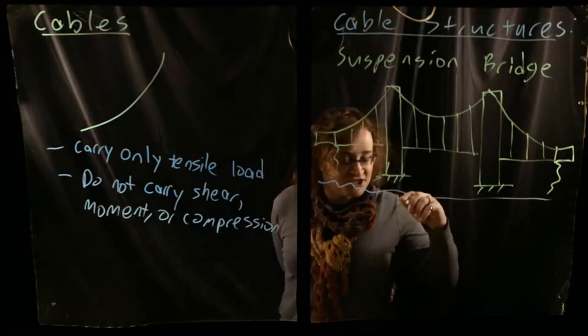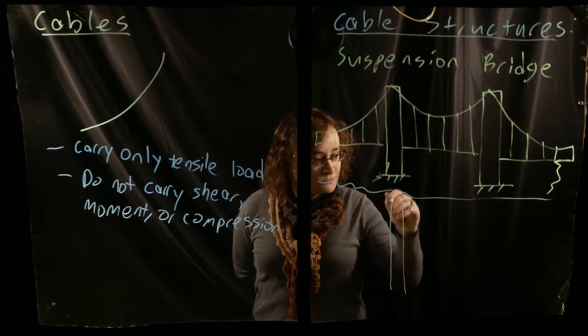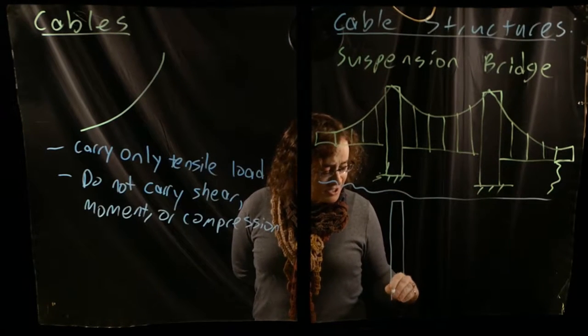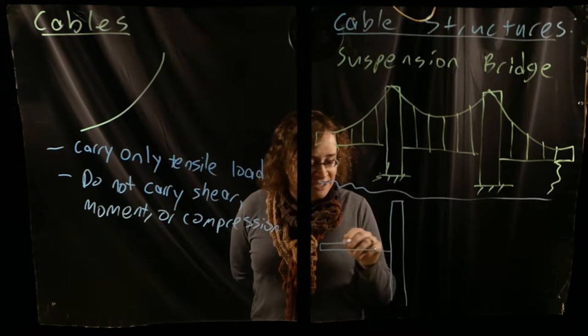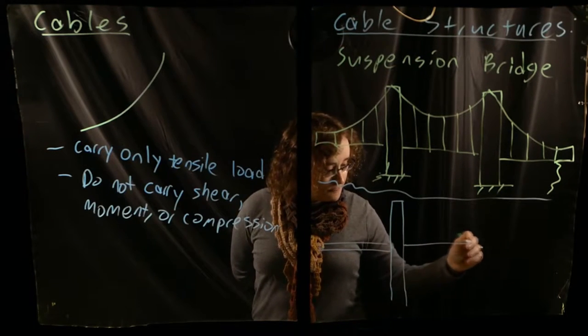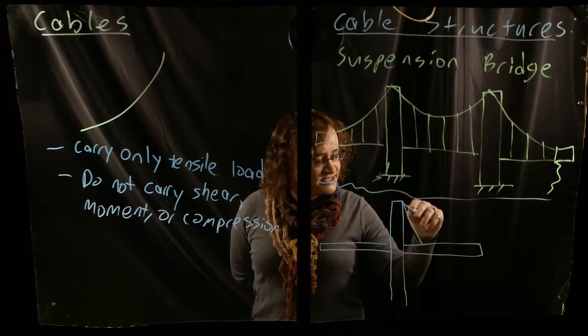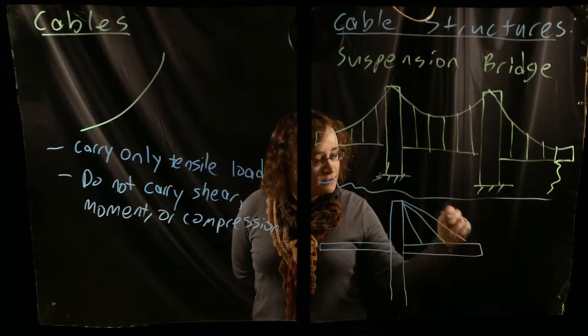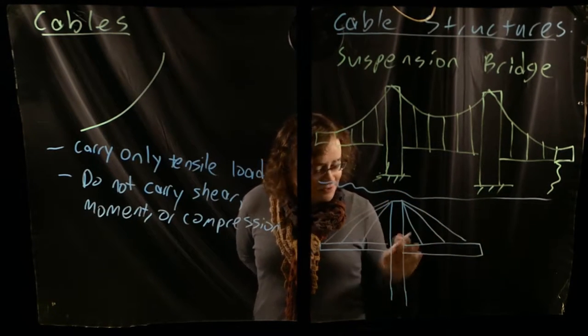So in other words, it's shaped something like this. So you have a tower, and you have a road deck of some sort, and you have a series of just taut cables. And if I could, I would draw these in perfectly straight lines and also perfectly balanced.